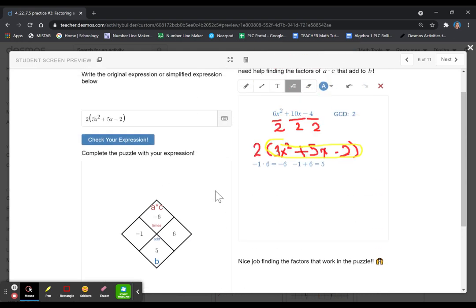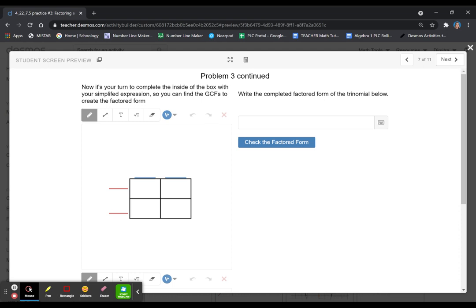All right. So now I'm going to take a picture so that I can have it for my next one. It happened early in the video and I don't take pictures. I forget my numbers. Okay. Let's write the expression here. So we have 2 times the quantity 3x squared plus 5x minus 2. And then our factors were negative 1 and 6.